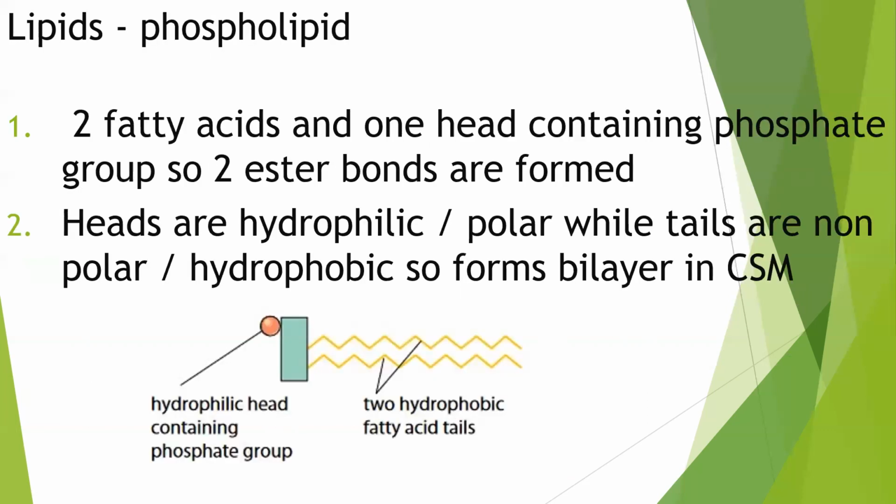We have already covered phospholipids in the cell surface membrane chapter, so I'll just quickly go through it once again if you didn't understand. What we know about phospholipids is that they have a head which contains a phosphate group, and only 2 ester bonds are formed during the formation of a phospholipid, and it has only 2 hydrophobic fatty acid tails. The heads are hydrophilic and the tails are hydrophobic, so they can form a bilayer in the cell surface membrane because the hydrophilic part will face the water and the hydrophobic part will face inwards towards the other tails.